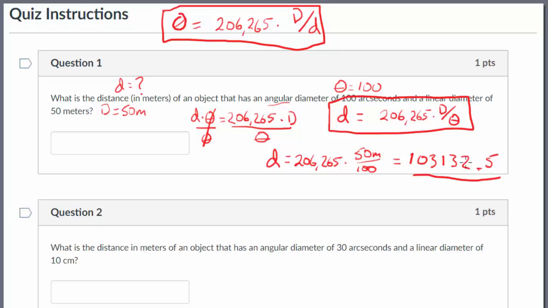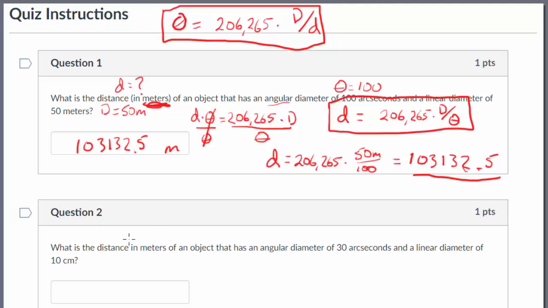If you rounded this to 103130, you would still be marked correct. But in general, just put as many decimal points as you can, but you don't have to go crazy. Like if you put 3 or 4 decimals, you've done more than enough. So you do here 103.132.5, and you submit it, and that's your answer. Now we know the answer is in meters because I've said that in the question, so you do not have to put meters here at all.